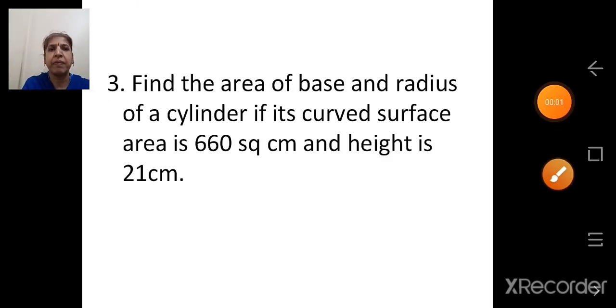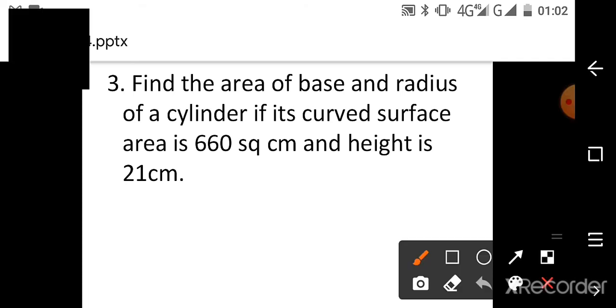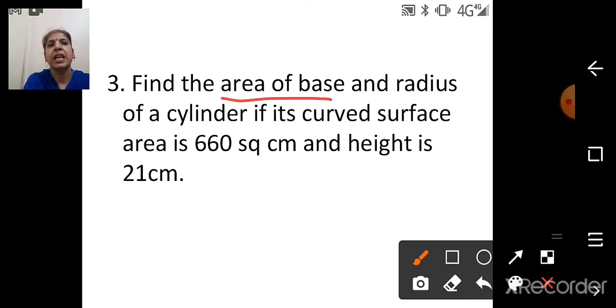Now next question. Find the area of base and radius of a cylinder if its curved surface area is 660 square centimeter and height is 21 centimeter. So here we have to find the area of base, and the base of a cylinder is circular, right? So indirectly you have to find the area of a circle, and also the radius. And what is given? Curved surface area is given, height is given.